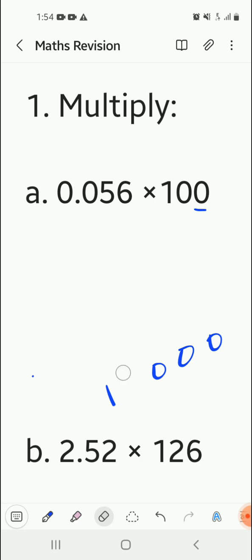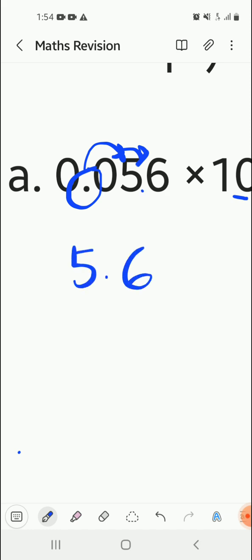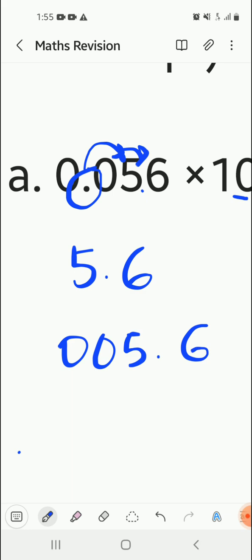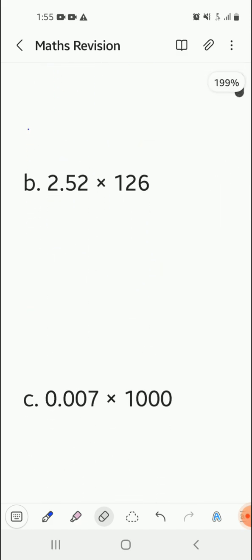So let's do it. See, for this particular sum we have got two zeros, so the decimal point is over here. It will shift twice to the right, so my decimal point will move over here. So my answer becomes 5.6. If you write 005.6, it also means the same thing. So there's not an issue. This is the perfect answer. Moving on to the next question, number B.